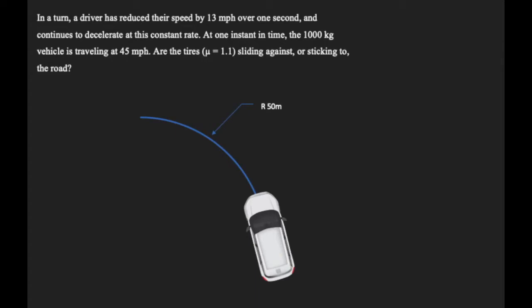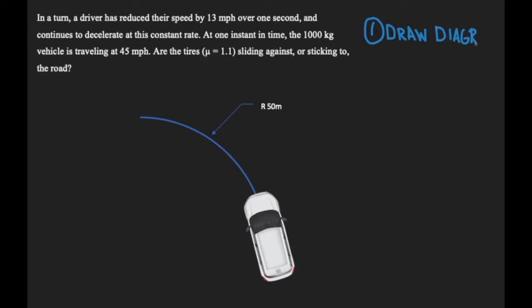So in this question, in a turn, a driver has reduced their speed by 13 miles per hour over 1 second and continues to decelerate at this constant rate. At one instant in time, the 1,000 kilogram vehicle is traveling at 45 miles per hour. Are the tires, mu equals 1.1, sliding against or sticking to the road?